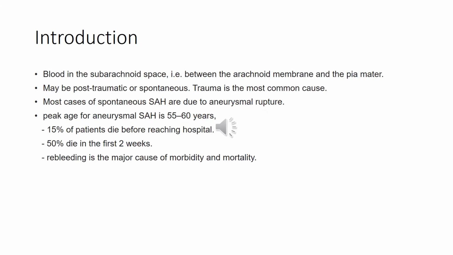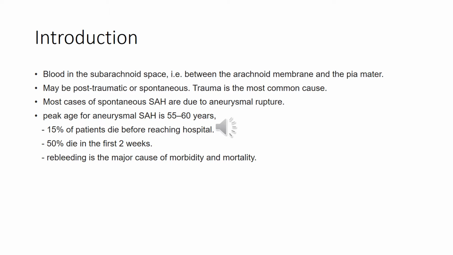So what is subarachnoid hemorrhage? Subarachnoid hemorrhage is defined as blood in the subarachnoid space. This means that the blood is between the arachnoid mater and the pia mater. The most common cause of subarachnoid hemorrhage is trauma.